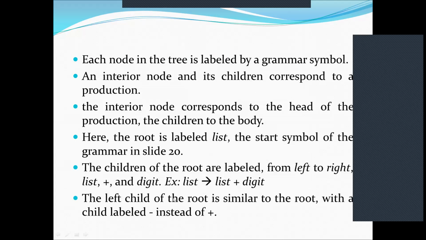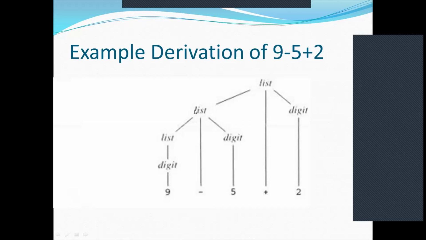The left child of the root is similar to the root, with a child labeled minus instead of a plus. This is the left child, and it has the same frame as the list. The only difference is that in the root there is a plus sign, but here in the production there is a minus sign. That is the only difference. Otherwise, this remains the same as the root tree, or the first production, you can say.